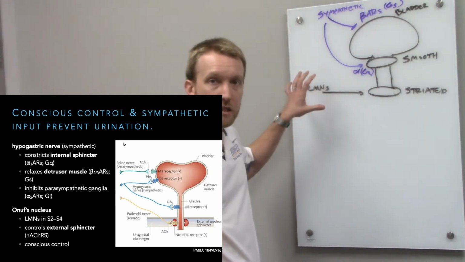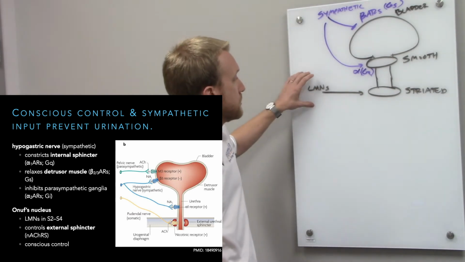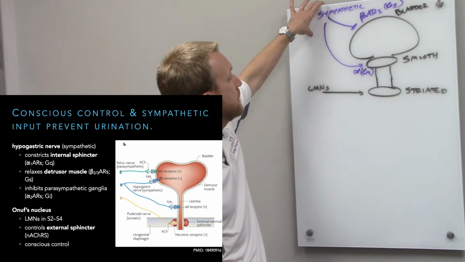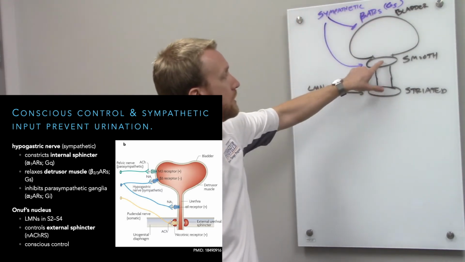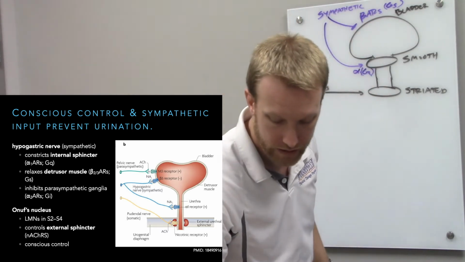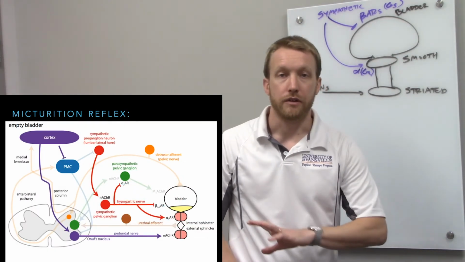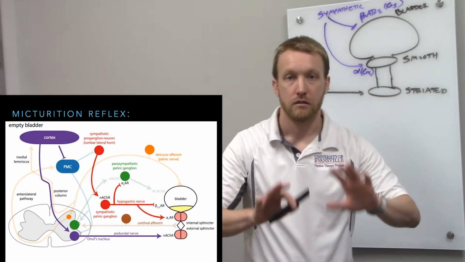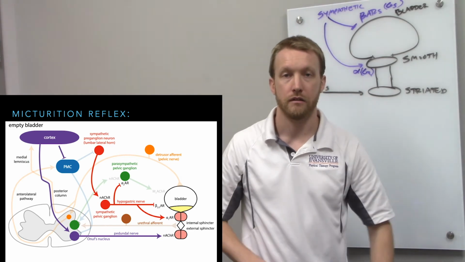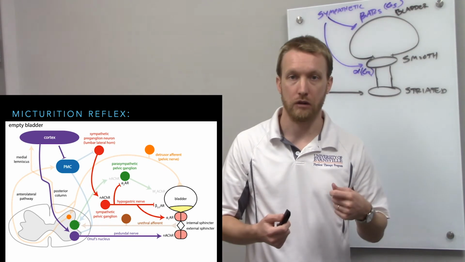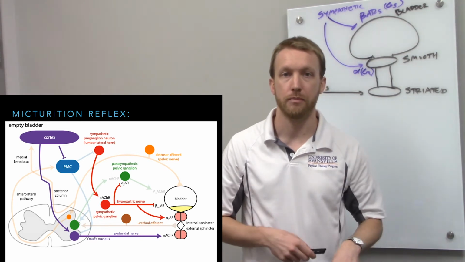So at baseline, we're not urinating because we don't want to, so we control the striated sphincter, and sympathetic tone keeps the bladder relaxed and the smooth sphincter contracted. And that's what's going on over here. So that's kind of the baseline state. Over time, we pull fluid out of the blood, the bladder fills up, and we get a little bit of stretch.